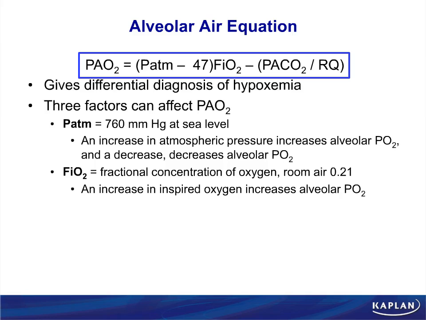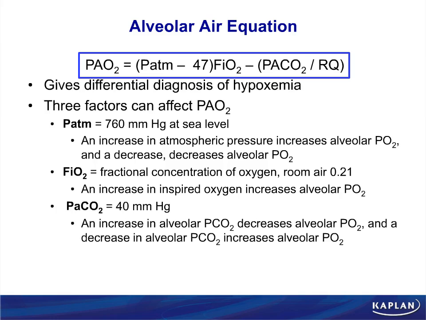Third factor is CO2. Normal is around 40, but notice alveolar PO2 is inversely related to alveolar CO2. We are subtracting the CO2. So if we increase alveolar CO2, we're going to decrease alveolar PO2. And if we decrease alveolar CO2, we will increase alveolar PO2. Let's think about that for a second. If we increase alveolar CO2, how would that occur?